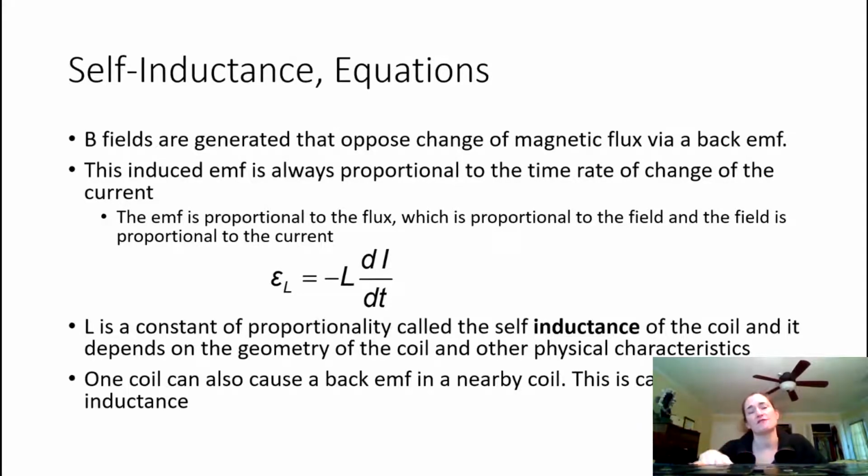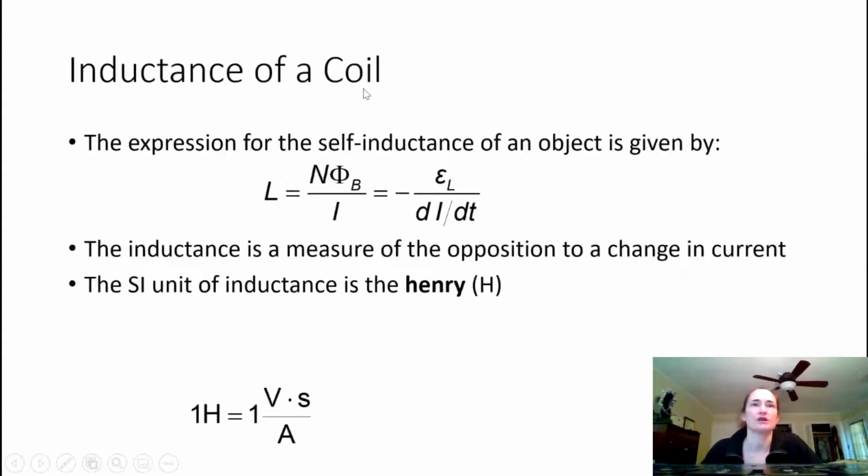So that's self-inductance, right? And you can also have mutual inductance, so that if you have two coils, for example, and you have a current flowing through one that's maybe changing in some way, then it can induce a back EMF in a neighboring coil. Okay, so that's mutual inductance. So these are similar ideas.